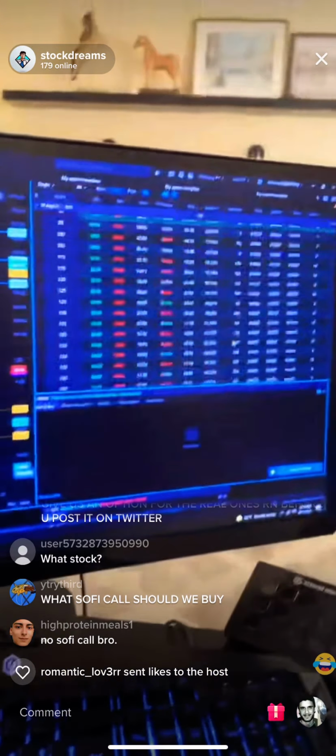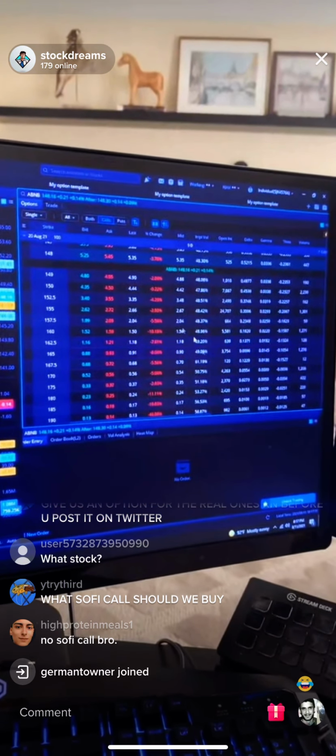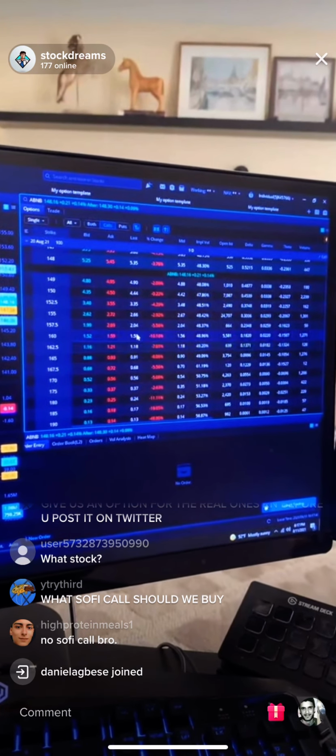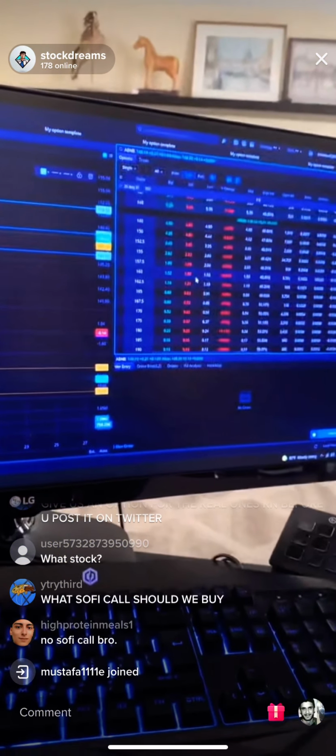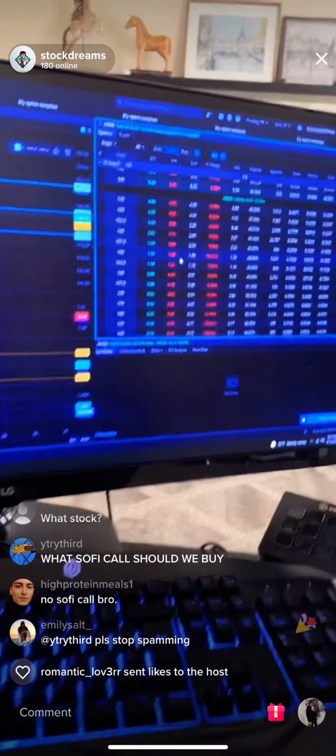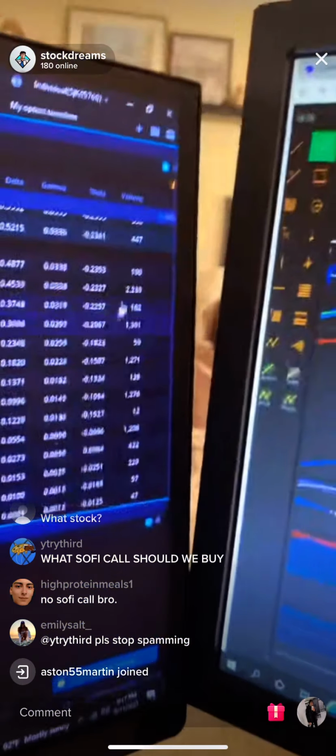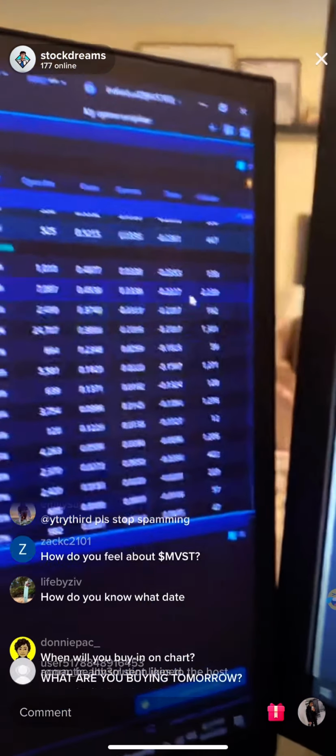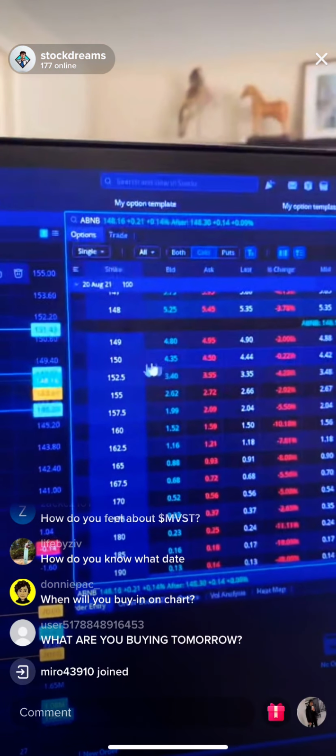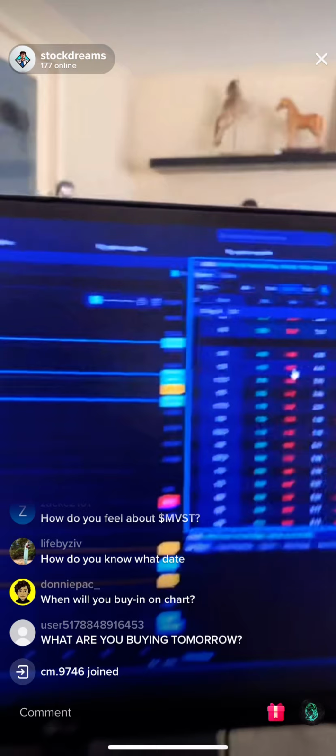So let's look at what contract we like the most. I'm probably going to go with 8/20s. They do have ER tomorrow, so you want to be a little bit careful. But you can basically look for contracts that have the best volume right here. Me personally, I would probably go for the 150s just because they're the closest. They are a little bit expensive though.